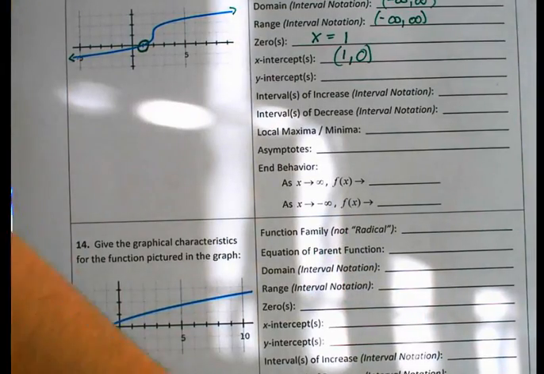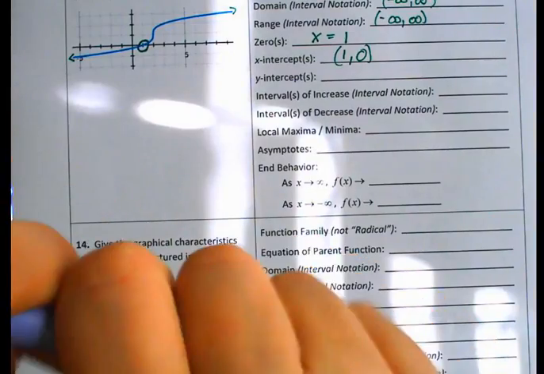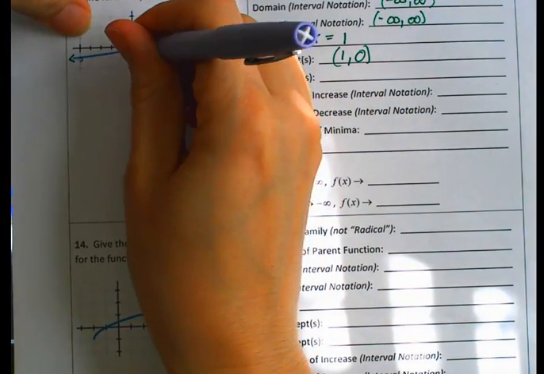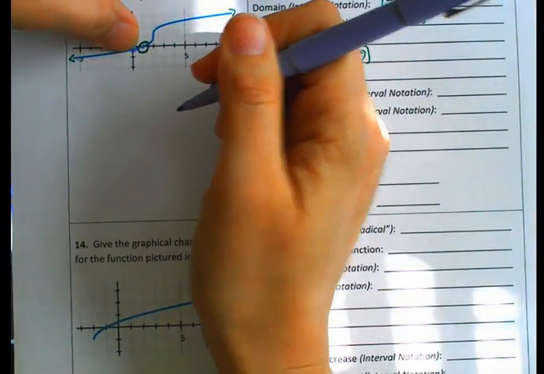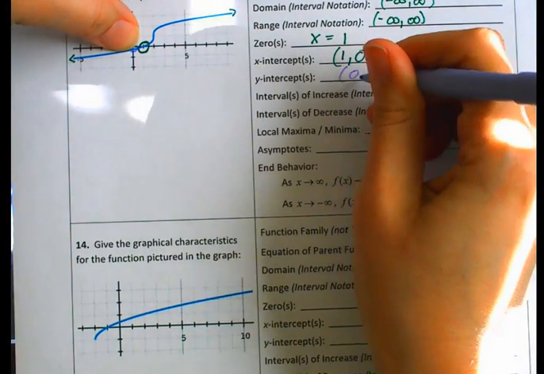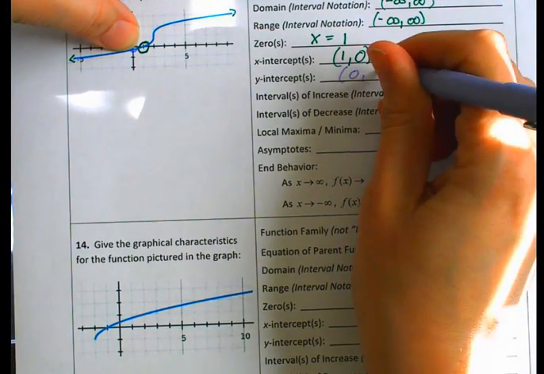All right, and then we have the y-intercept. So my y-intercept right here, let's say that's at about 0, -0.3.